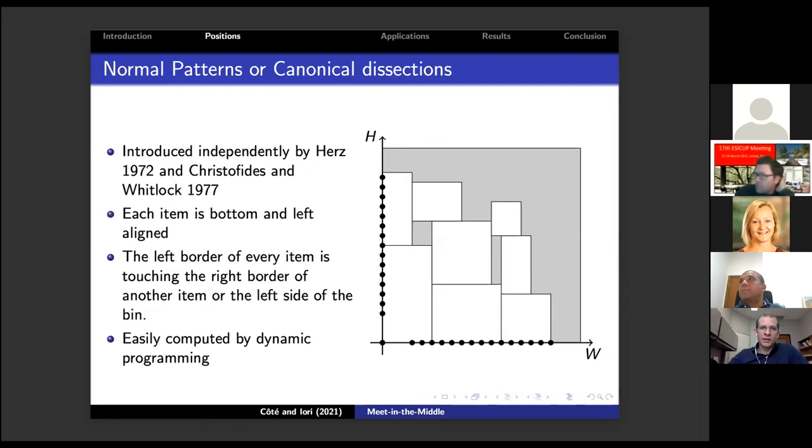The first way is due to Herz, and Christofides and Whitlock. They proposed the normal patterns, and the canonical dissection is the same set of coordinates under another name. Basically, I place every item in its bottom-left position, meaning that every item's left border has to touch the right border of another item or the left border of the bin. We can compute these feasible positions easily by dynamic programming.